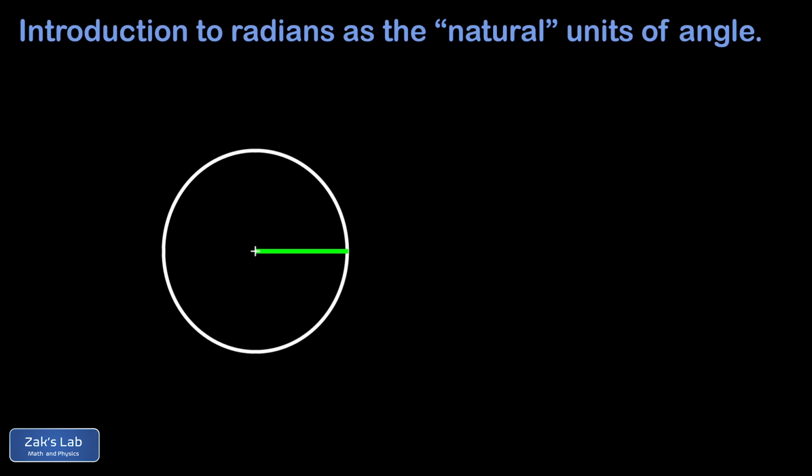In this video, we're giving an introduction to the radian as a unit of angle, and I'm going to give my perspective on why we call radians the natural unit of angle. And the starting point here is to take a look at the arc length of a sector of a circle.